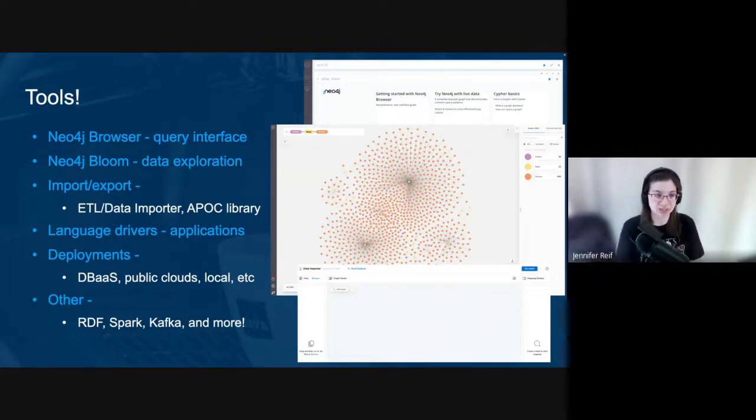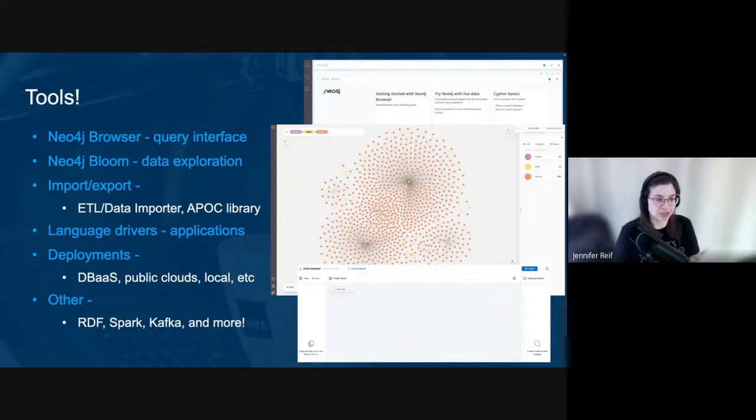As far as deployments, we have our database as a service products. That's what I used today. You can get your own free instance if you want to. I've got a link on the next slide for that. You can run Neo4j in pretty much any public cloud: Google Cloud, Azure, and AWS. You could also run locally. We have server installations. We have Neo4j Desktop, which is a developer interface tool that runs instances locally in a more user-friendly way. And there are other options out there too, Docker and all sorts of things.